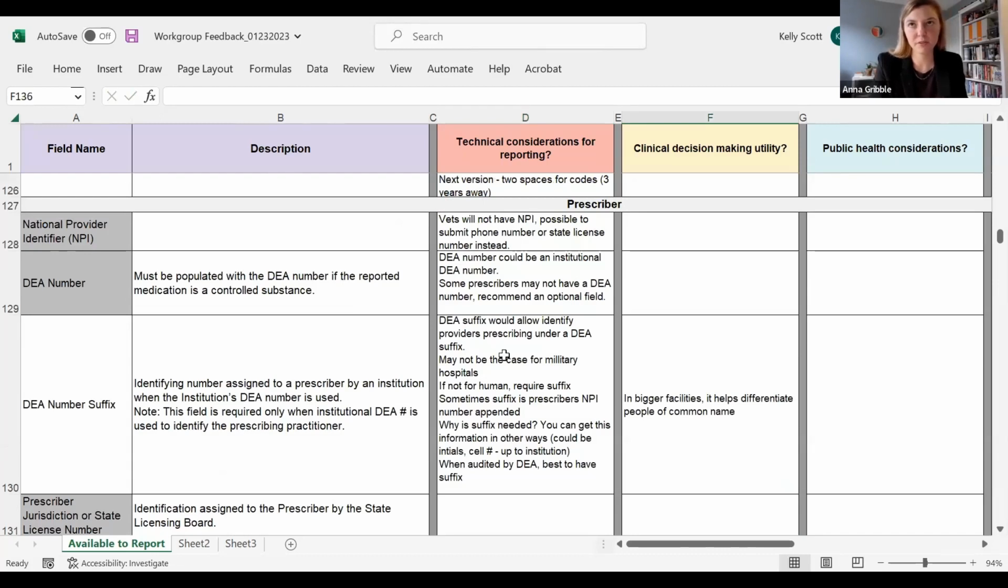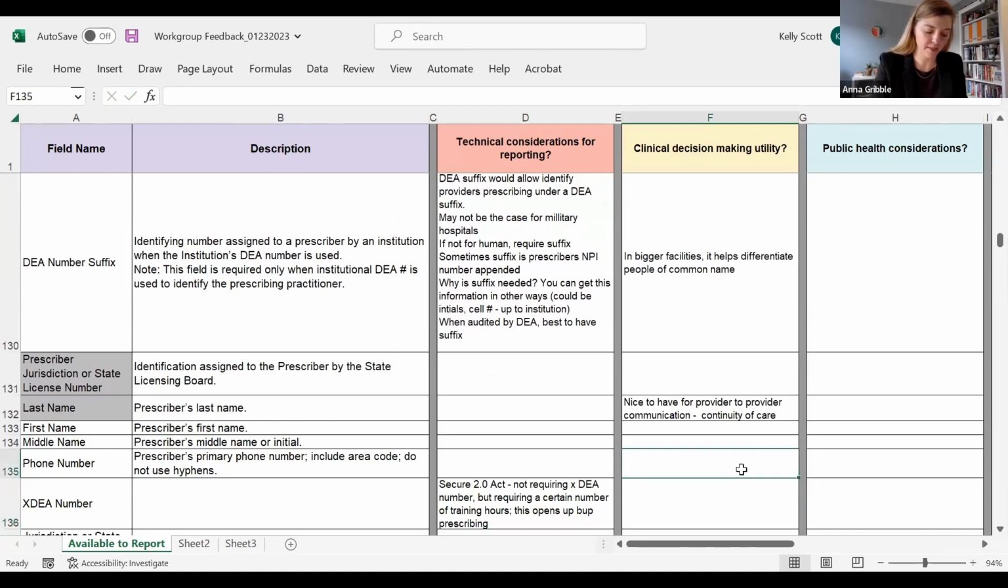I'm hearing that phone number for the prescriber will be particularly helpful for care coordination. Is that something that pharmacies often have that could be reported?